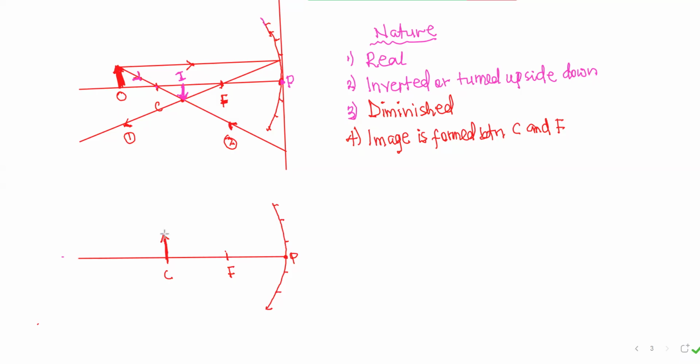ray diagrams: a ray of light parallel to the principal axis, after reflection, must pass through F. Then a ray of light, I'm using the other reverse rule, a ray of light through F after reflection must go parallel to the principal axis. Good.